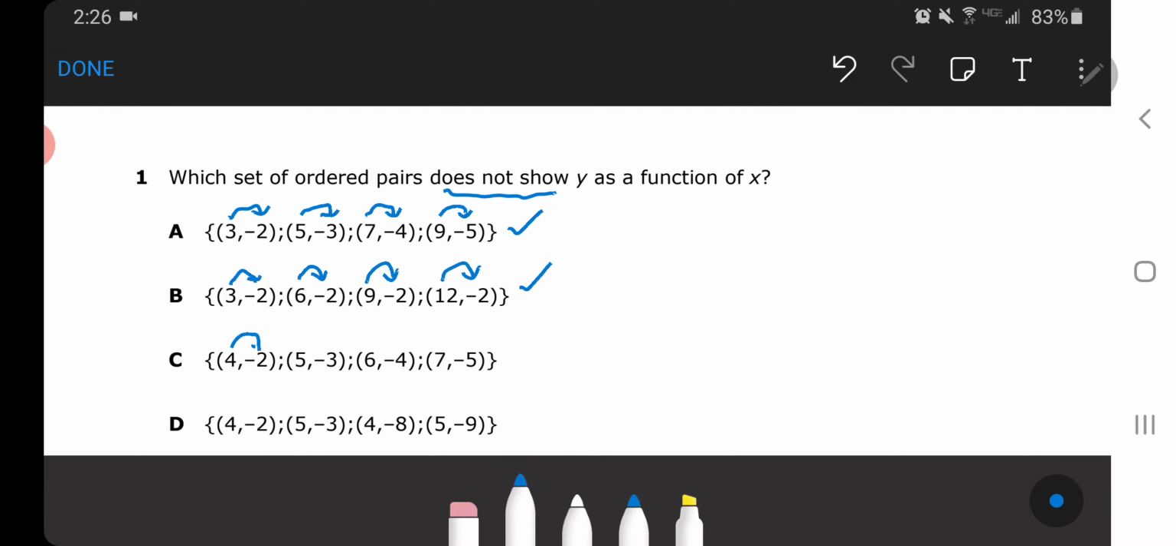We've got 4 going to -2, 5 going to -3, 6 going to -4, and 7 going to -5. Once again, good. Each domain member, or each x value, goes to one and only one y value. 4 goes to -2, 5 goes to -3. Oh, 4 also goes to -8. That's our problem. Our domain member 4 is going to both -2 and -8. So this one is not a function, which is what we're looking for.